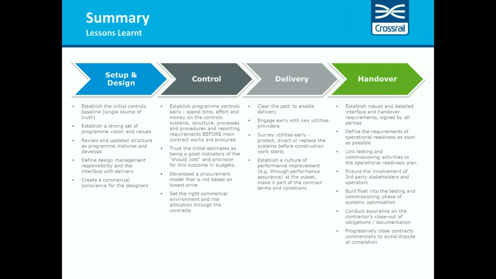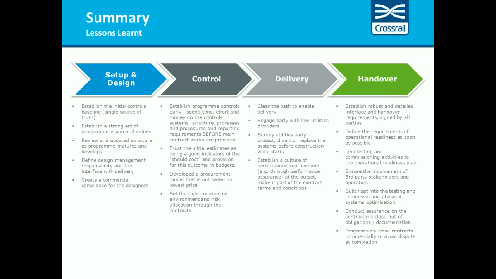In the delivery phase, we'd make a few points around, first of all, clearing the path to enable delivery to happen quickly, engaging early with the utilities. That's been a big thing for Crossrail. Get the surveys on utilities done early before construction work starts. And also, it's been hugely important to establish a culture of performance improvement at the outset and make sure that it's part of the contract terms and conditions.